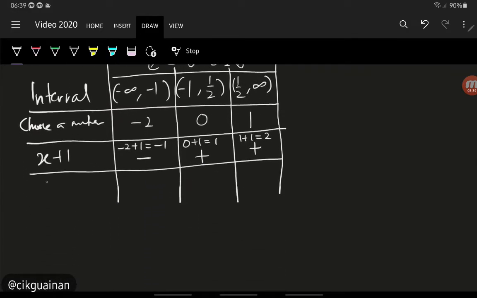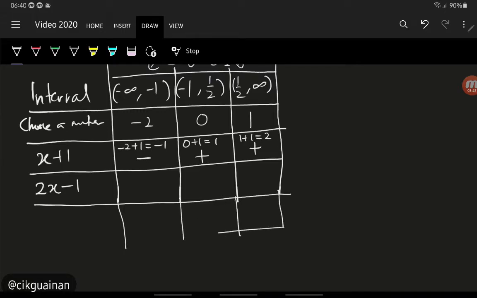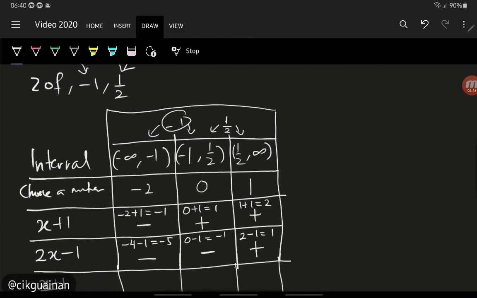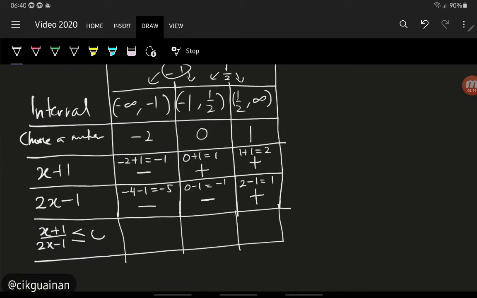The next row, we calculate the denominator, 2x minus 1, and then I'm going to leave another row. We do the same thing. Minus 2 times 2 is minus 4, minus 1 equals minus 5, a negative number. 0 minus 1 equals minus 1, a negative number. And 2 minus 1 equals 1, a positive number. Next, we write the whole fraction, x plus 1 divided by 2x minus 1, and also the inequality, less than or equal to 0.